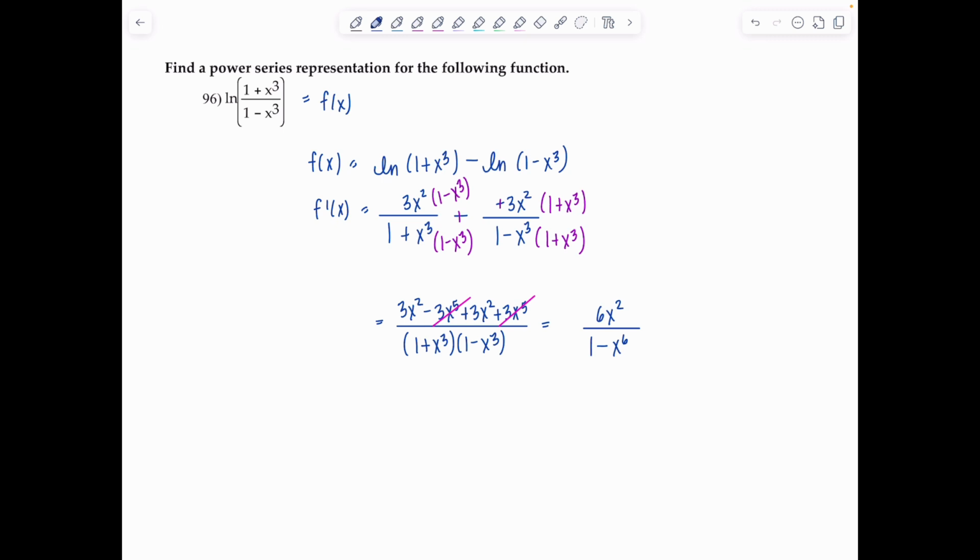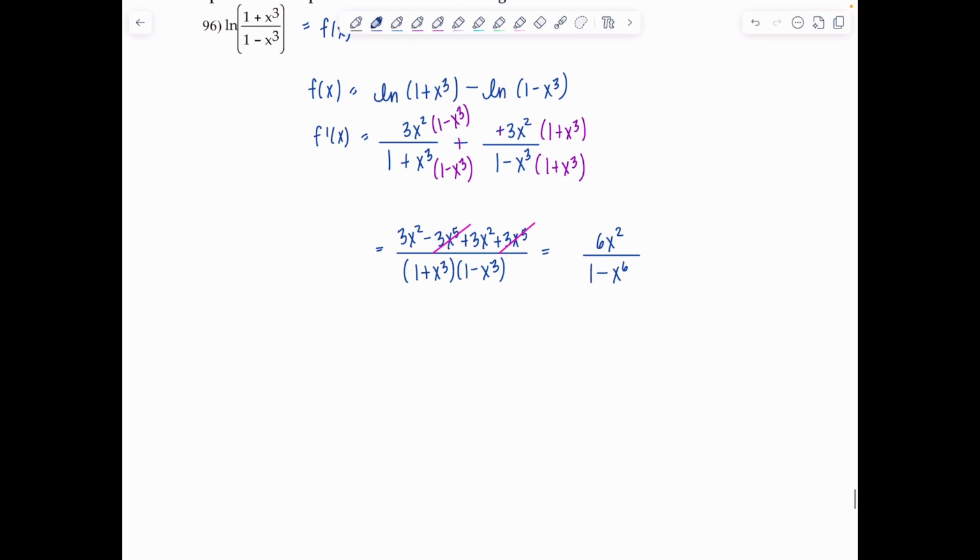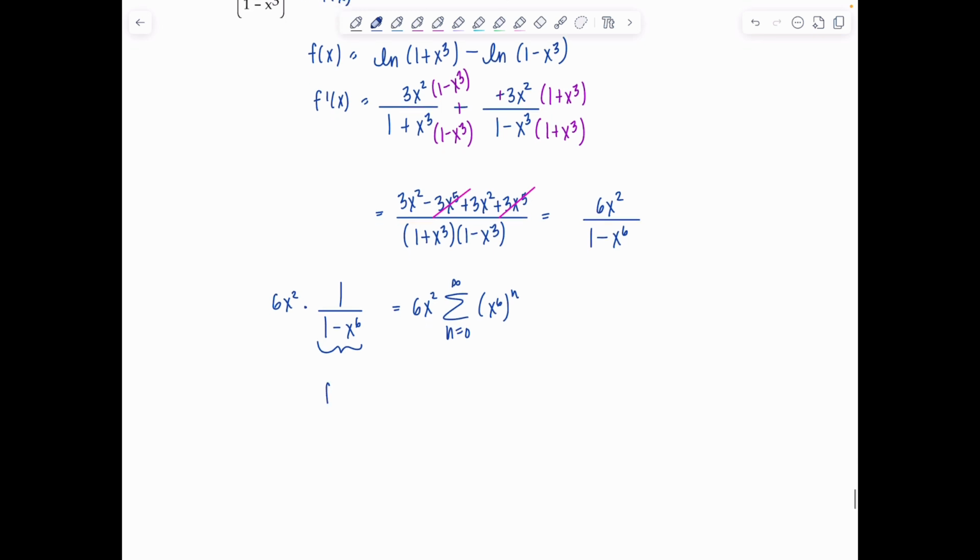Beautiful. So we can easily find a power series representation for this function. Think of it as 6x squared times 1 over 1 minus x to the 6th. The power series for this is the sum, n equals 0 to infinity, of x to the 6th to the n, and then just add the 6x squared. Are you all right? Okay, so f prime of x is going to be, let me leave the 6 out here, 6 times the sum, n equals 0 to infinity, of x to the 6n plus 2.